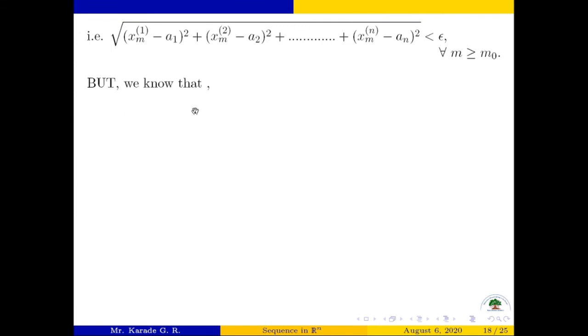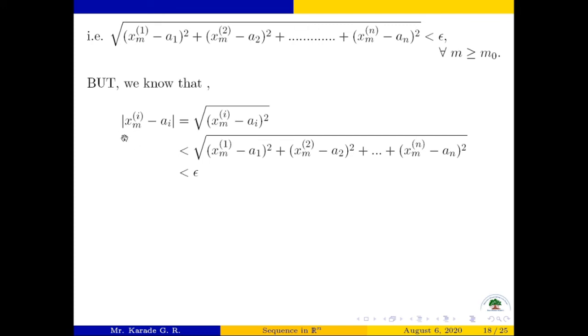But we know that the mod of xmi minus ai is equal to the square root of (xmi minus ai) squared, since the modulus is the same as the square root of the square. This is only the square root of only one term. If we add n terms in the square root, then this term becomes less than that term. But from the previous step, this square root is less than epsilon, therefore finally we can say that this modulus is less than epsilon. Thus the mod of xmi minus ai is less than epsilon for all i equal to 1 up to n, for all m greater than or equal to m naught.